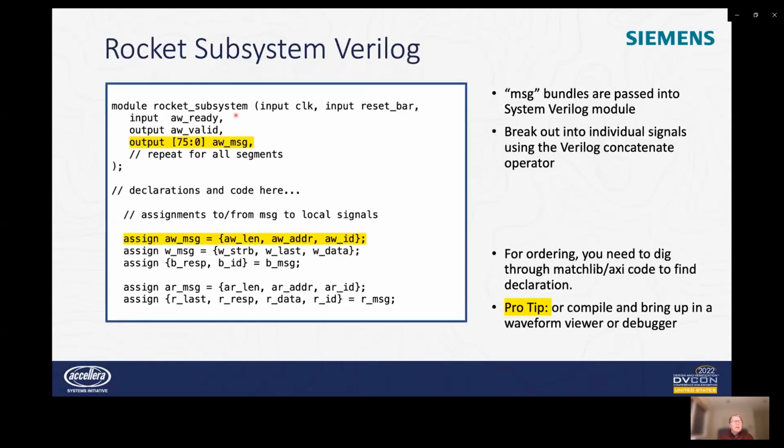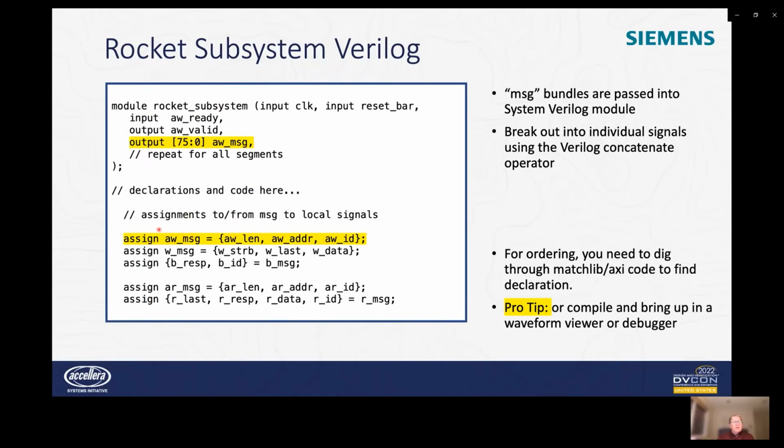Now, on the Rocket core side, we're going to have our Rocket subsystem, which will have a 76-bit vector that's going to be on as a port on this subsystem, and we'll have corresponding message vectors for all of the other segments as well.